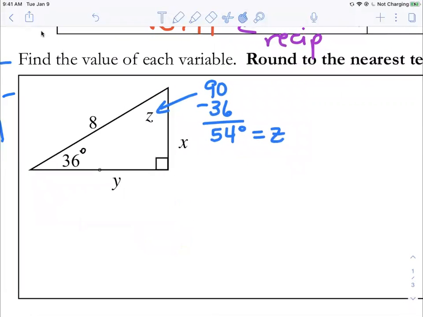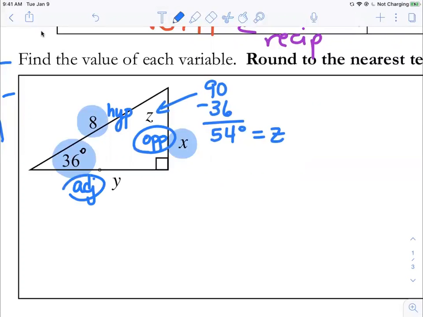Okay, now to find the side lengths, I'm going to use the 36 degrees that I already knew. It doesn't matter if you find X first or Y first, but we have to use this 8 because we can only have one variable in the problem. I'm going to go ahead and do X. Now let's label in relation to the 36-degree angle. This is your opposite, that's your hypotenuse, and this is your adjacent. Again, the hypotenuse is the one that's across from the right angle.